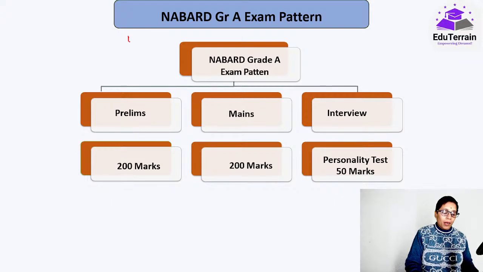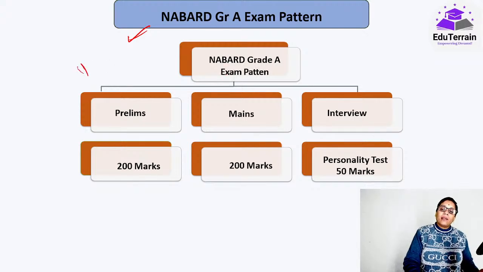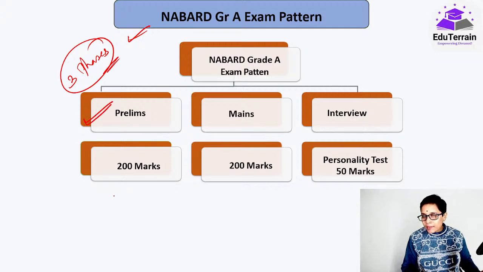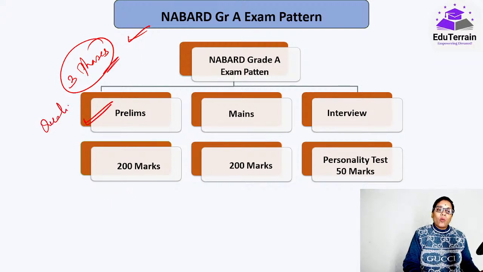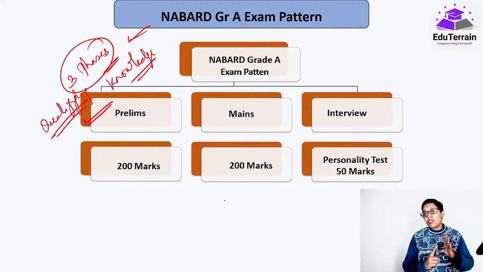When we talk about NABARD Grade A examination, the examination is conducted in 3 phases. Okay, phase 1 prelims, and it is completely qualifying in nature, but NABARD grade में they also check knowledge here as well. Unlike other examinations, RBI में when we talk about preliminary, it is purely qualifying in nature. Current general awareness, quants, reasoning, English, इतना ही रहता है.